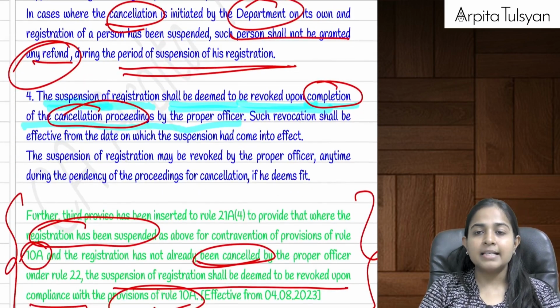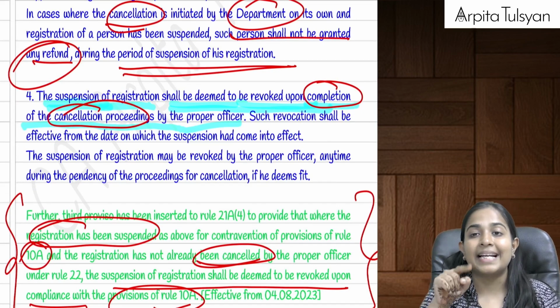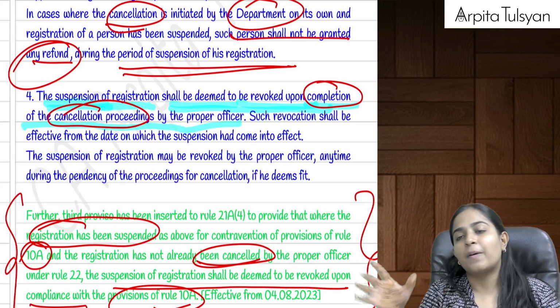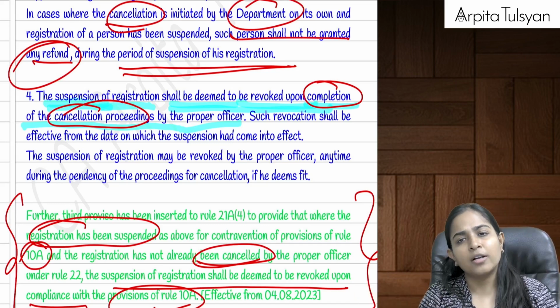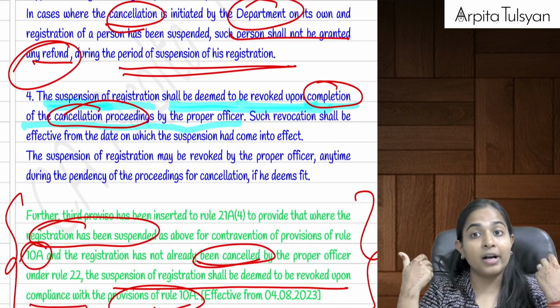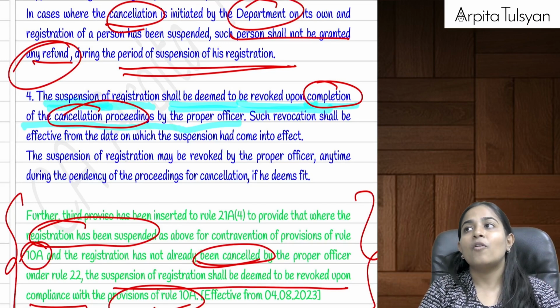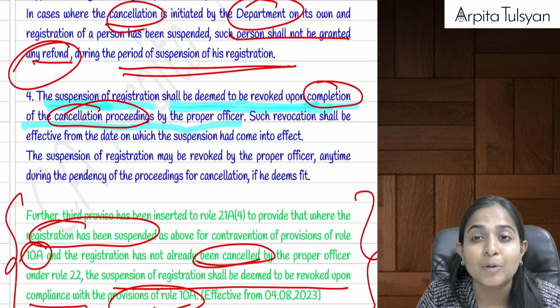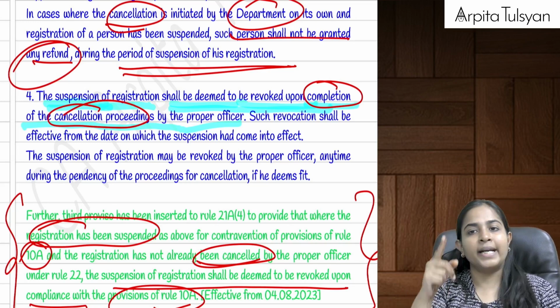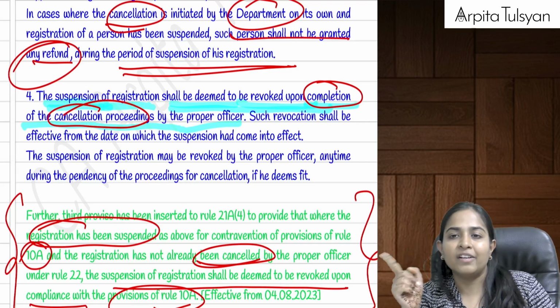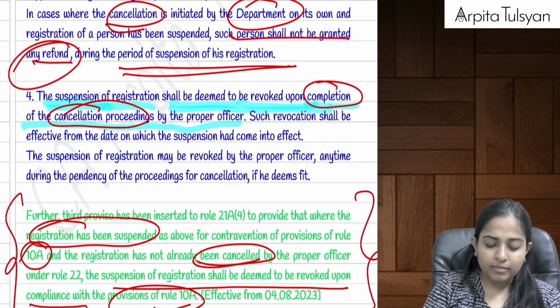Are you clear with this? Okay, now listen. For example, let's say the officer has now passed the cancellation order on me. If it has passed a cancellation order, what about the suspension order? The suspension order will be revoked because now ultimately cancellation is done. Okay, now what if those proceedings come to an end? If those proceedings come to an end, then even suspension will come to an end and that will lead to cancellation. Are you clear with this?